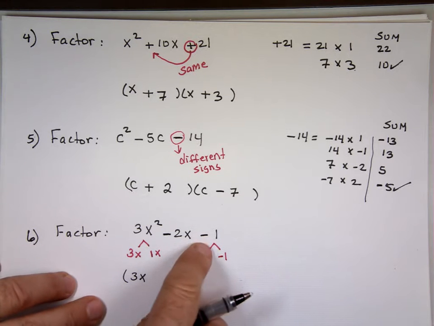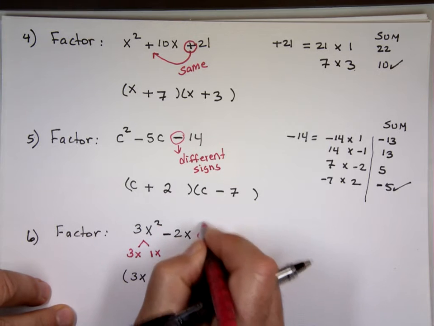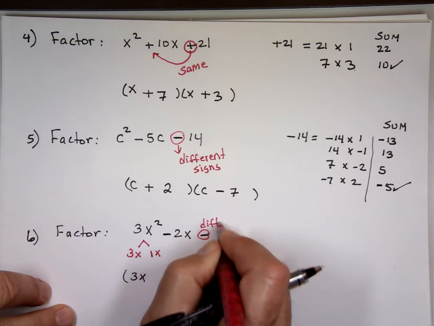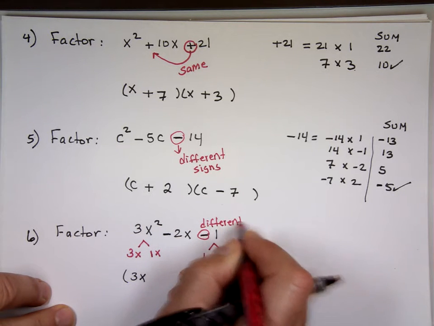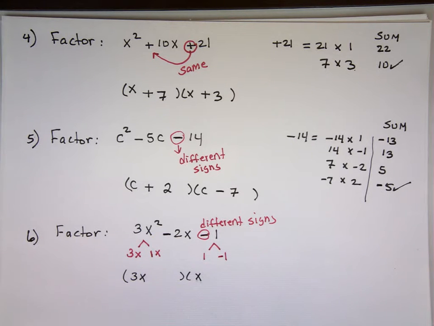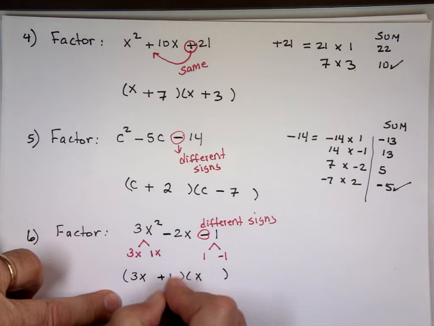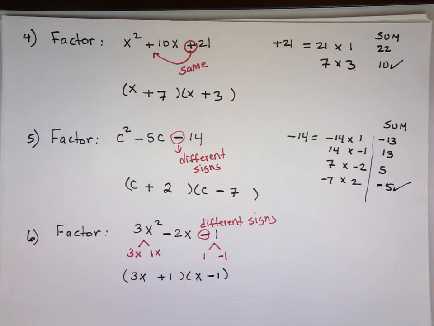And because this sign is minus, notice this sign is negative, that tells me we have different signs. That's why I have one positive, one negative. So that's why I'm going to try the plus 1 and the minus 1. I have no idea if that will do it or not.